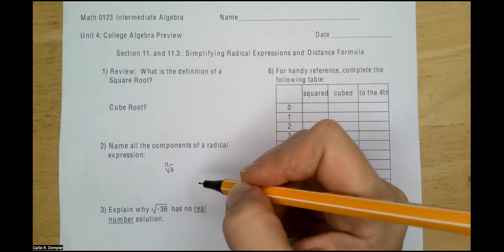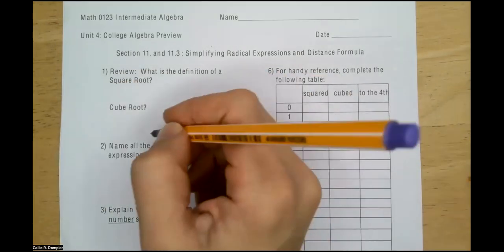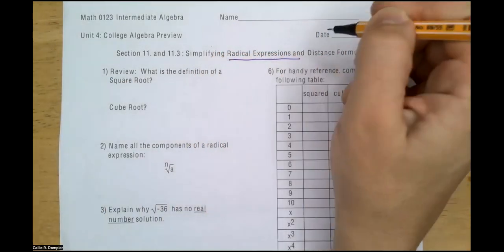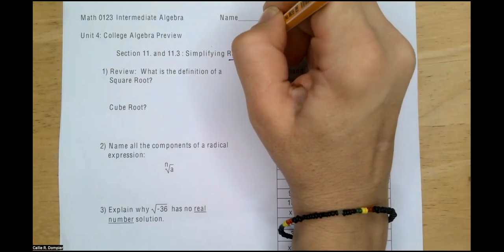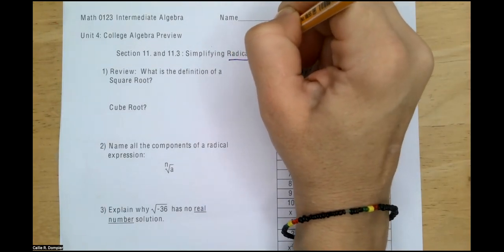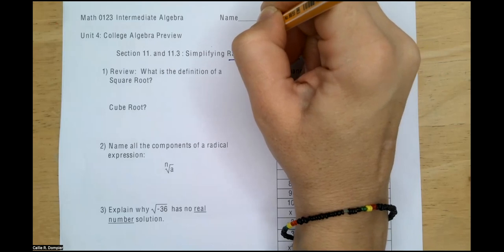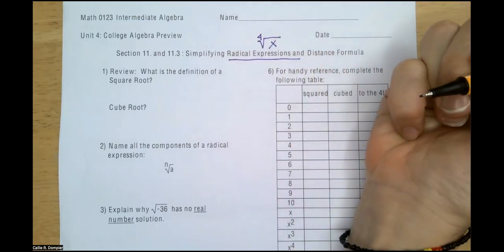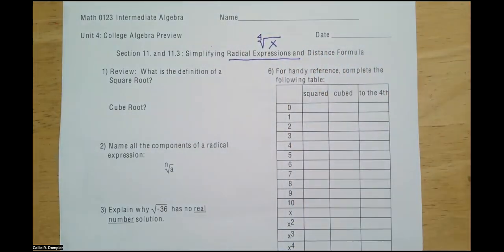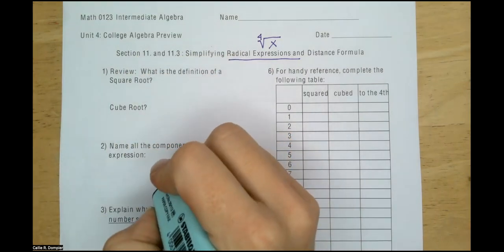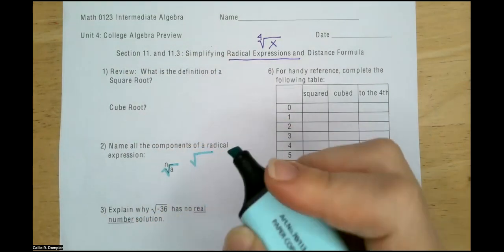about what parts of the radical expression, right? So radical expression is everything. This part, and this part. Okay, that's a radical expression. It's all of those. What are the components of a radical expression? Well, you have the radical sign.